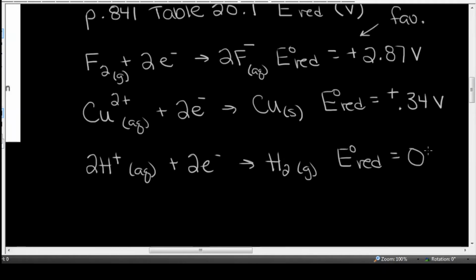So these standard values were measured in series. Copper was put in series with hydrogen and measured how much the electrons flowed towards the copper ions.